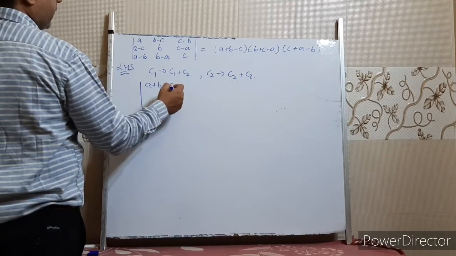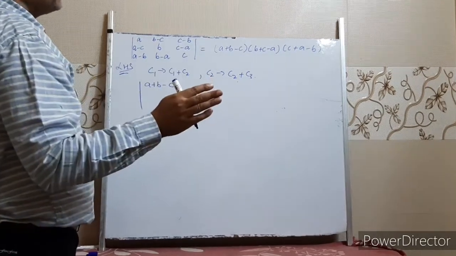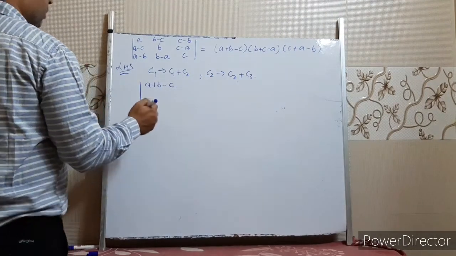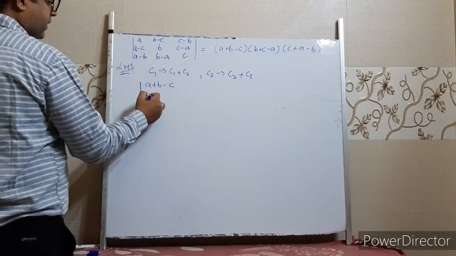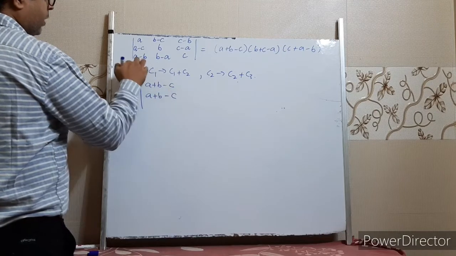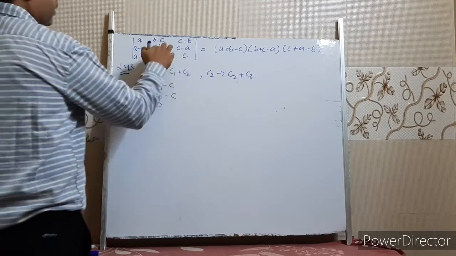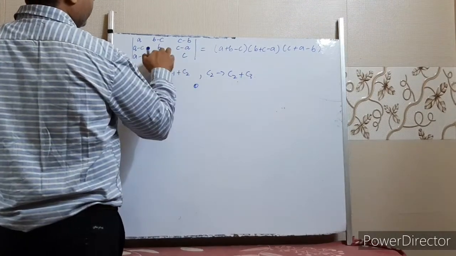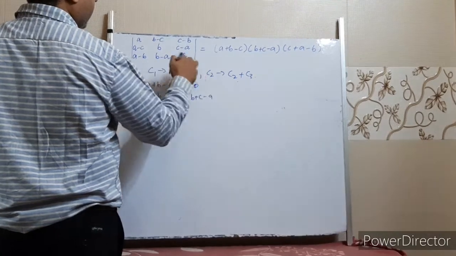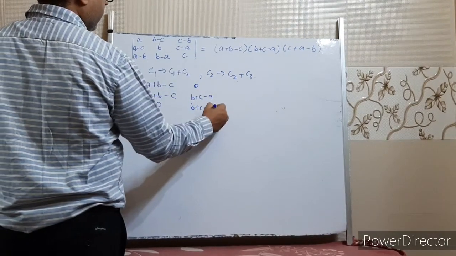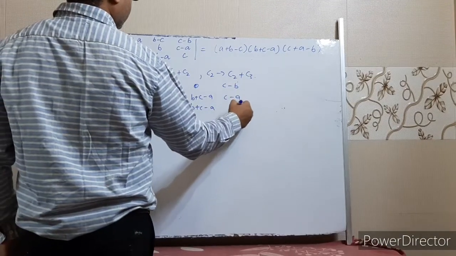Whatever operation we apply must lead to the solution, right children? When we add here, A plus B minus C again we will get, and what will we get here? This plus A minus A cancel, plus B minus C cancel, 0 we will get here. When we add these two terms, again we'll get 0. B plus C minus A we will get, again here B plus C minus A we will get. The third column will remain same.